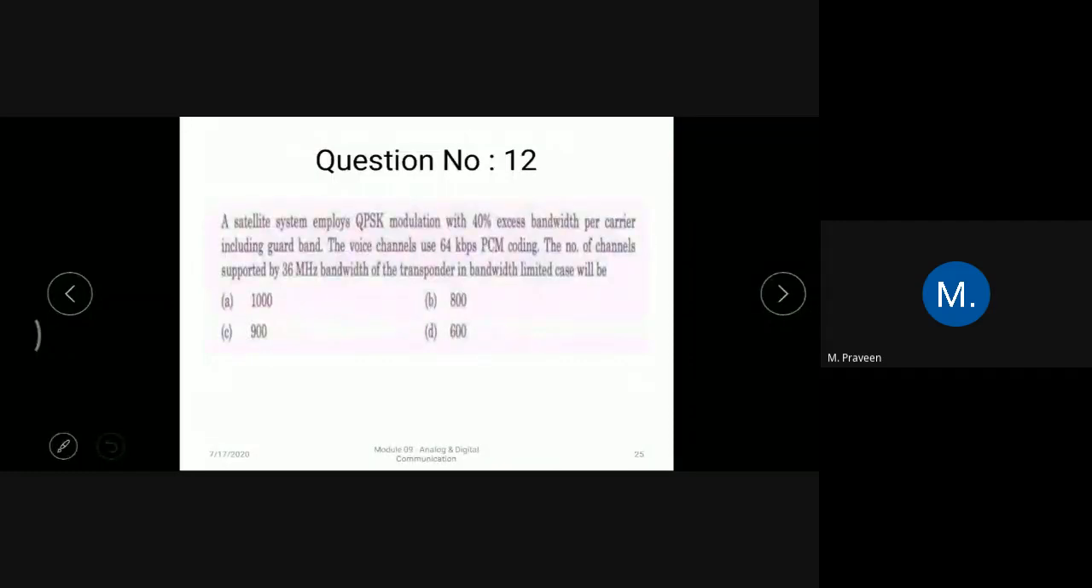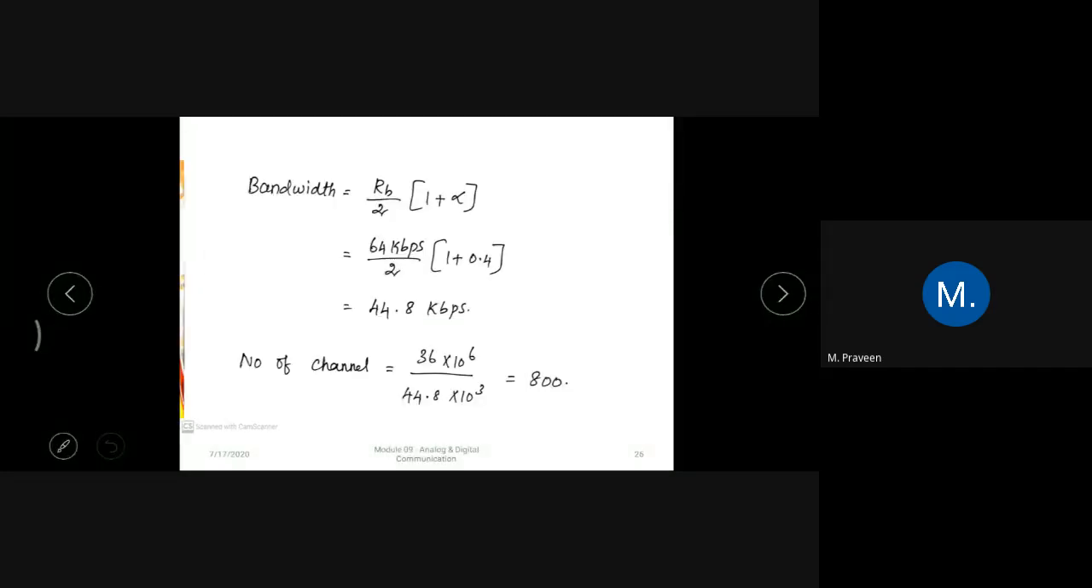Now they are asking the number of channels supported by 36 megahertz. To get the answer for this question, we'll first find the bandwidth for a single channel. The bandwidth for a single channel is the source rate, that is R_B, the information bit rate, divided by 2, into 1 plus XS, that is the guard band.